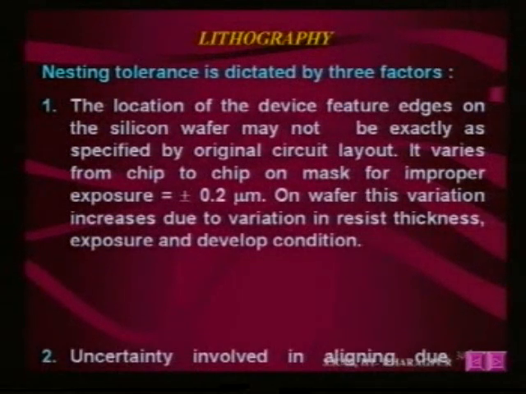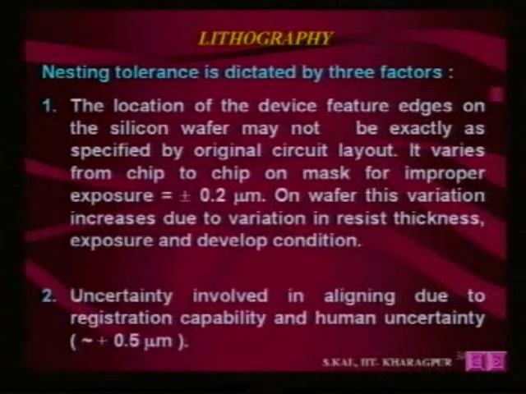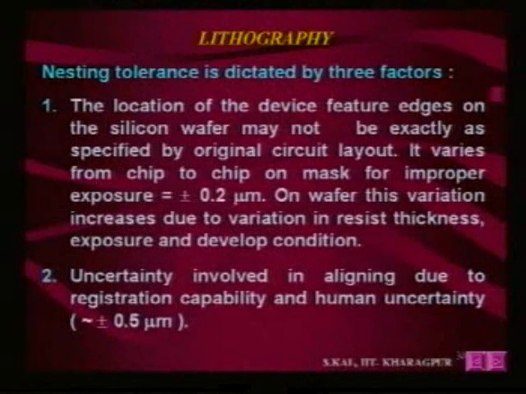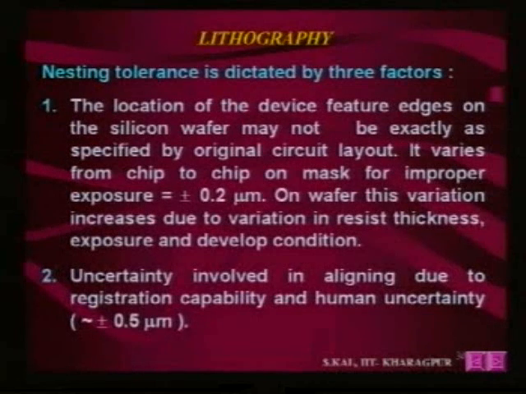Okay. The next point is uncertainty involved in aligning due to registration capability and human uncertainty. One is the machine uncertainty. That is aligning due to registration capability. Different machines have different registration capability, so that will introduce certain error. And the other is the human uncertainty. The machine registration uncertainty and human uncertainty together may be of the order of plus minus 0.5 micron.